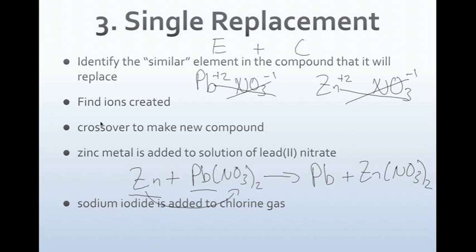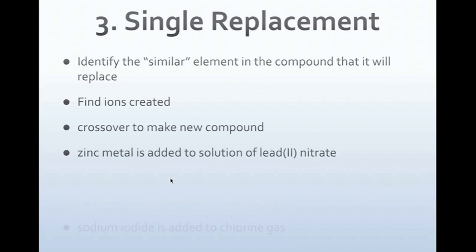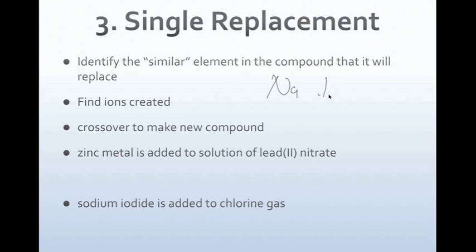Next example, we have sodium iodide added to chlorine gas. So sodium iodide, we have to mix those together. Sodium is Na, and iodine is I. Sodium is +1, iodine is -1, because sodium's in group 1 and iodine's in group 17. Crisscross, and we get NaI. And then we have chlorine gas, which is Cl. We always check when we write an element, is it a diatomic? Chlorine is, so we put a 2.